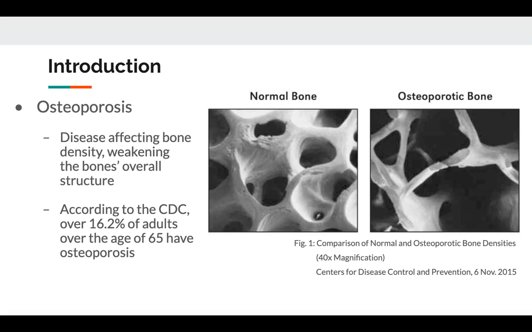According to the CDC, over 16.2% of adults over the age of 65 have osteoporosis. And you can see the effects of osteoporosis on the right, where you have the normal bone and osteoporotic bone shown at 40 times magnification. And you can see there's a clear difference in the amount of bone density.